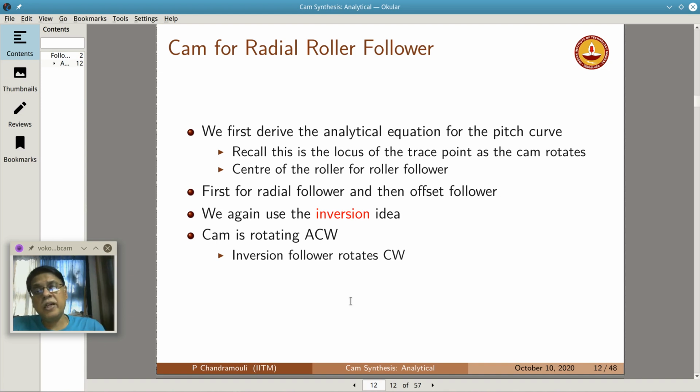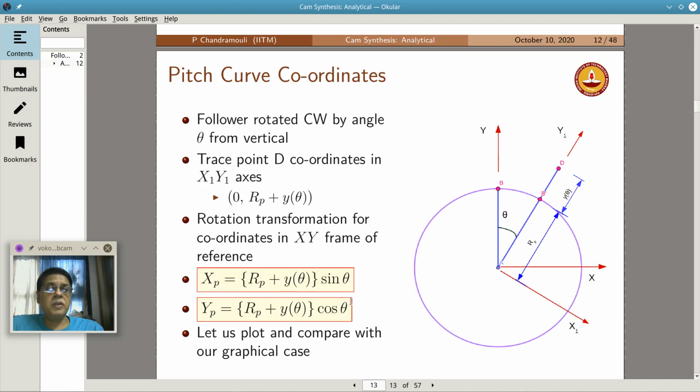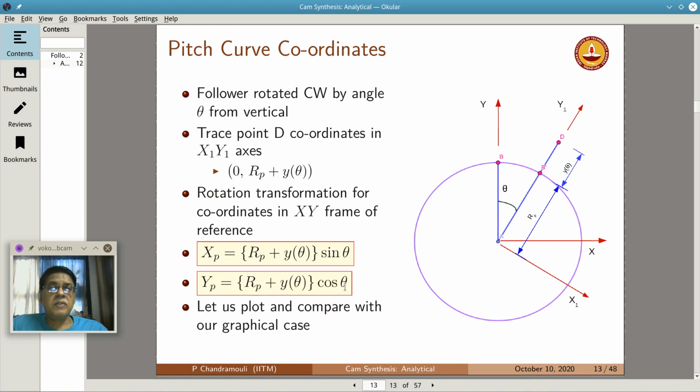If the cam is rotating anti-clockwise, in the inversion, the follower rotates clockwise, and vice versa. If the cam is rotating clockwise, then the follower rotates anti-clockwise in the inversion. So let's imagine this frozen at some angle theta. That's what we are going to do. It's a fairly simple visualization. Remember what we did.